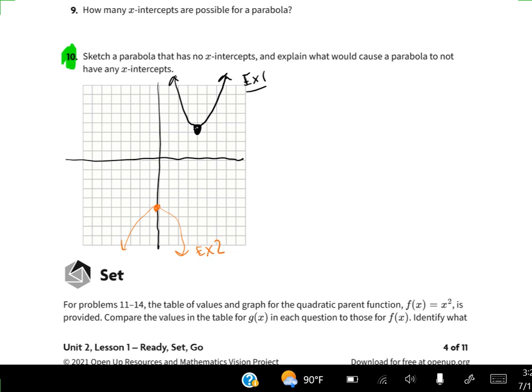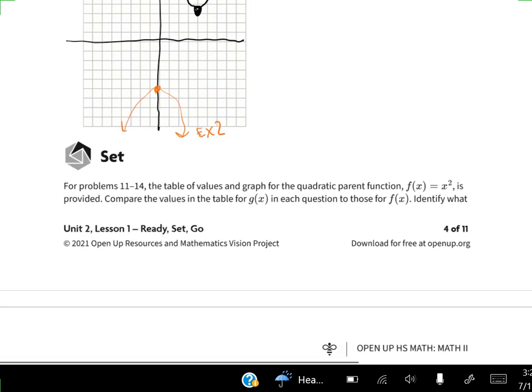All right, we're going to press forward to number 12, which is the first problem in the Set portion of the assignment.